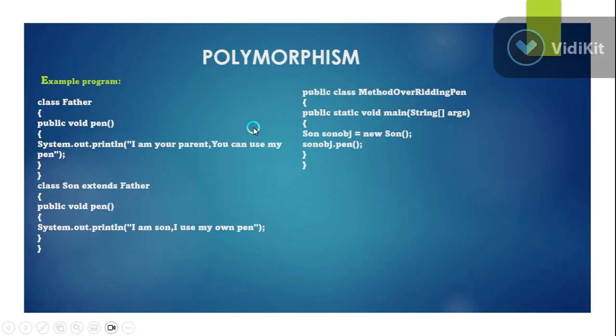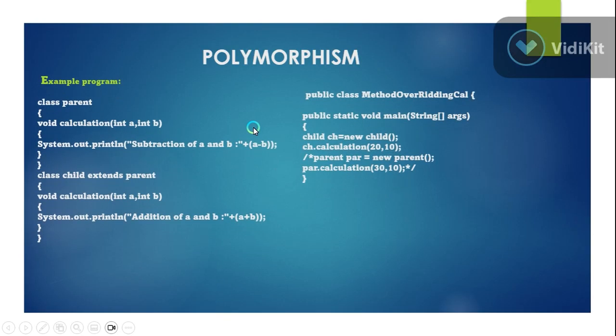Let us move to the slide. One more example with proper arguments. The parent class has a calculation method, int a, int b. I am using it for subtraction. The child class has the same method name, calculation int a, int b, the same signature. Here I am calculating addition of a and b. They both are doing different operations.